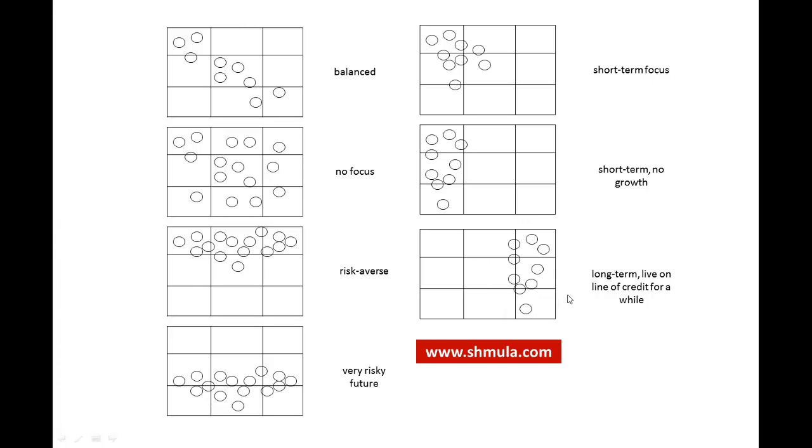So that's the portfolio of initiatives. It helps us to identify our current initiatives and then allows us to map our initiatives against this 3x3 matrix to give us an idea of how risk-averse or balanced or unfocused or focused our initiatives are.